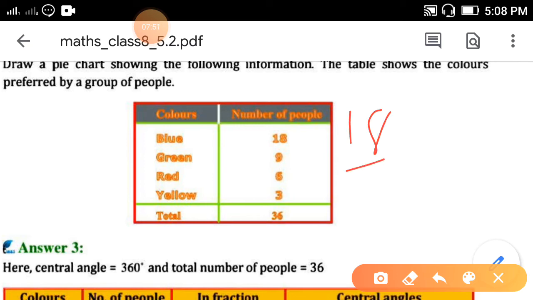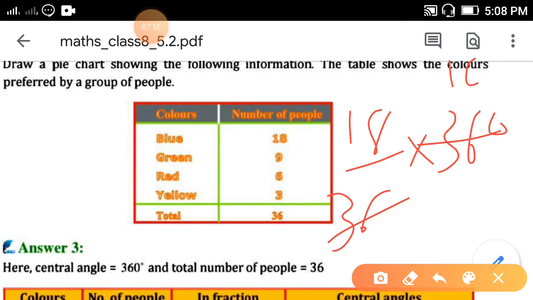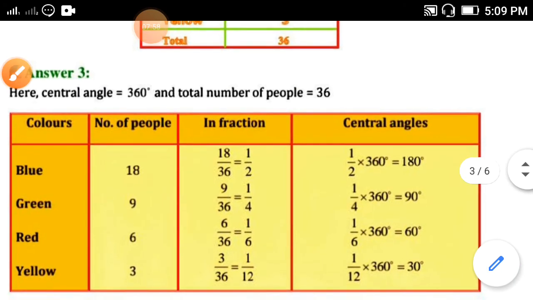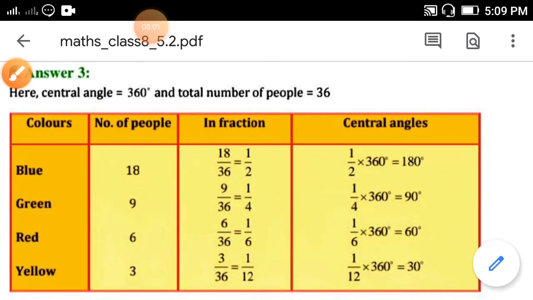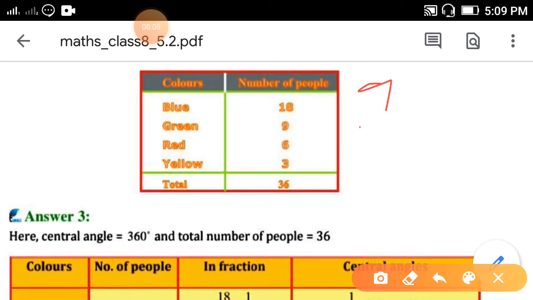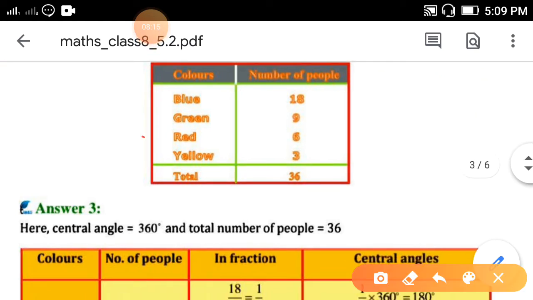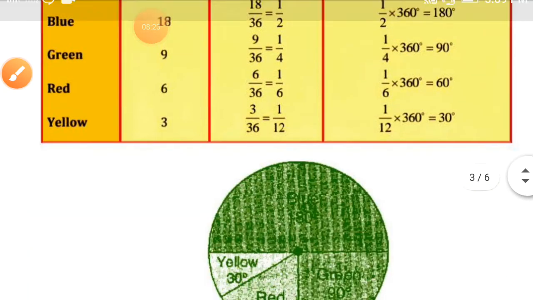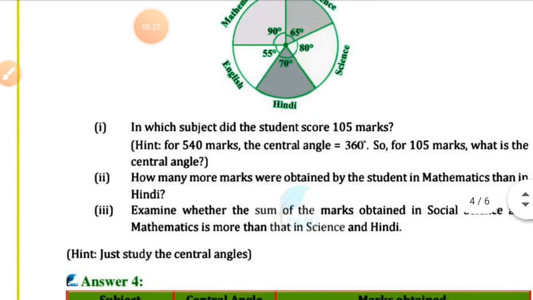So 18 divided by 36 into 360. 36 tens are 360, so 18 into 10 is 180. So here it is 180 degree. Same way you have to follow for the green: 9 people out of 36, total 36 are there, multiplied by 360. For the red, 6 divided by 36 into 360. Yellow, 3 divided by 36 into 360. So you will get the degree angles. So easily you can give all the answers.